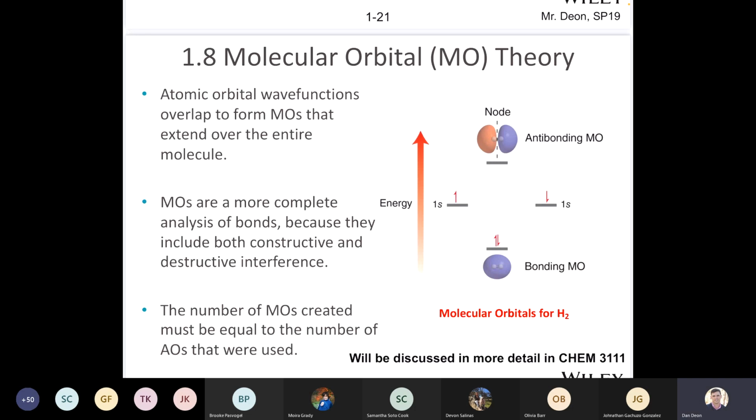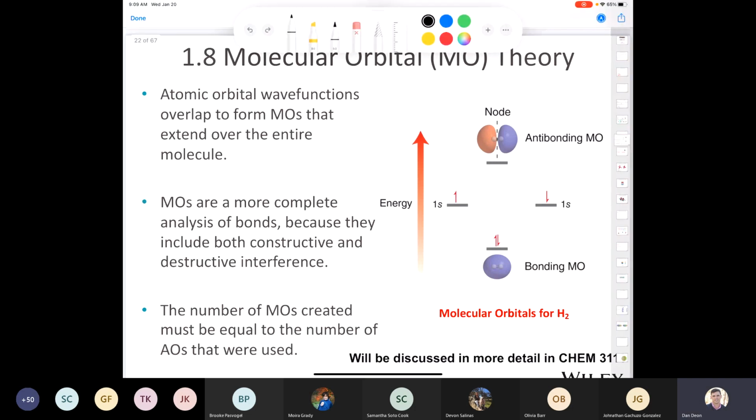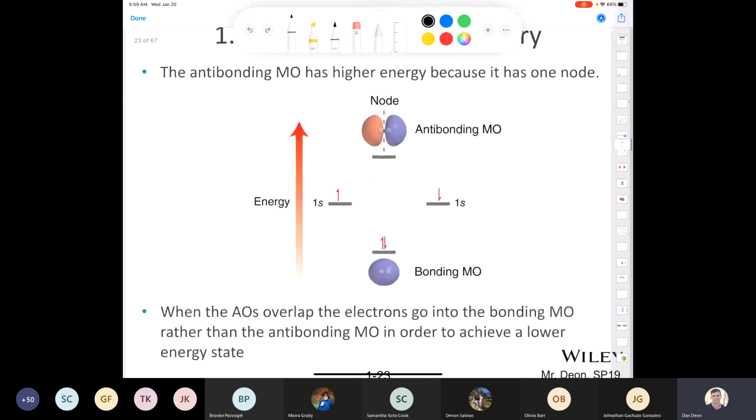Molecular orbitals are a more complete analysis of bonds because they include both the constructive and destructive interference, which we don't look at in valence bond theory. The number of molecular orbitals created is equal to the number of atomic orbitals that were used. Let's look at the very simple example of hydrogen, H2. If I have a hydrogen atom and another hydrogen atom, they're both 1s1. When they form molecular orbitals, since I have 2 atomic orbitals, I form 2 molecular orbitals: a bonding and an antibonding. All right, there we go.